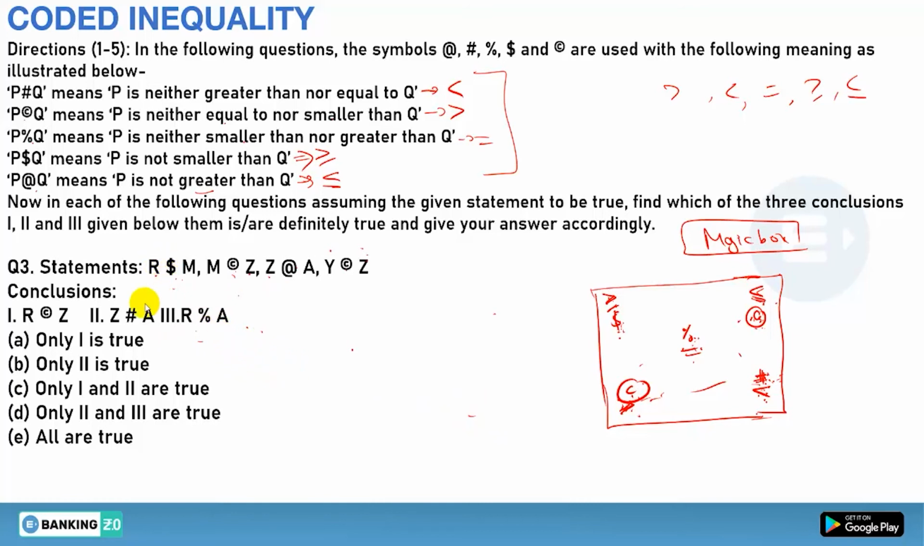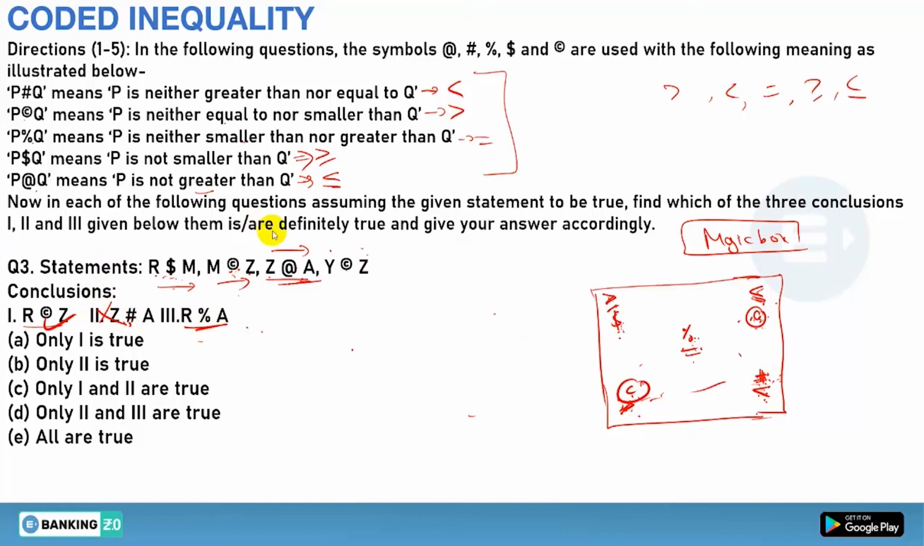So let's see. R to Z. Where is R and where is Z? R to M, M to Z. So dollar and copyright, in the forward direction. Dollar and copyright, what will come? They are vertical, so copyright will come. There you have copyright. So the first is true. Now Z to A. How can you reach from Z to A? It is obvious that it is at the rate. That is simply given. At the rate means less than or equal to. But there is hash, and hash means less than. So it will not be true.